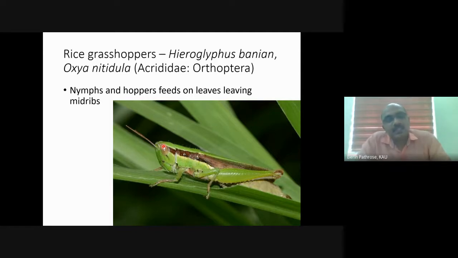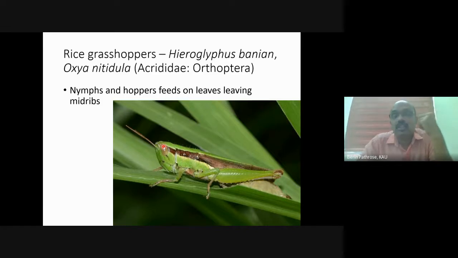Then this is a pest which is very common in most of the rice growing tracts, rice grasshoppers. There are several grasshoppers which feed on rice. It includes Hieroglyphus banian, Oxya nitidula, etc. There are more species also. There is one more species, Hieroglyphus nigrorepletus, which I have not included. I just entered an easy scientific name, Hieroglyphus banian, belonging to the family Acrididae.